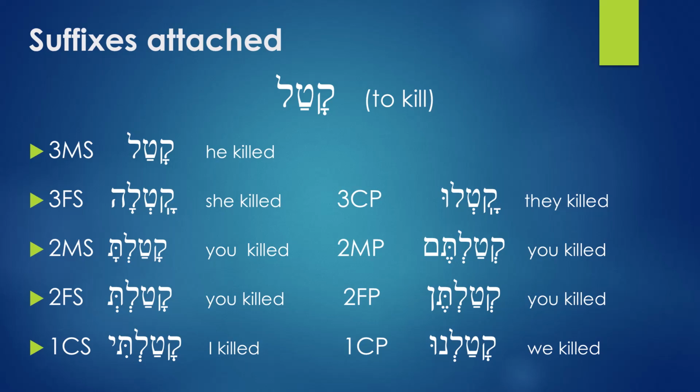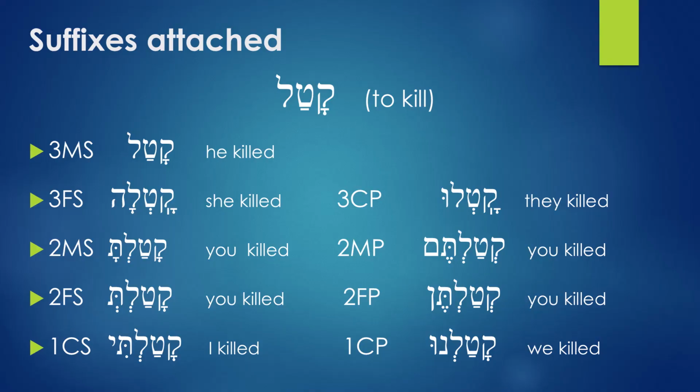2ms, you have katauta, which means you killed. 2fs, you have kataut, which means you killed. 1cs, you have katauti, which means I killed. 3cp, you have katlu, which means they killed. 2mp, you have ketautem, which means you killed. 2fp, you have ketauten, and that means you killed. 1cp, you have ketaunu, which means we killed.